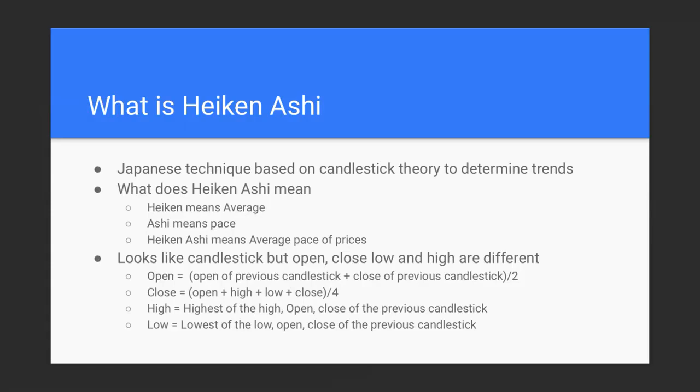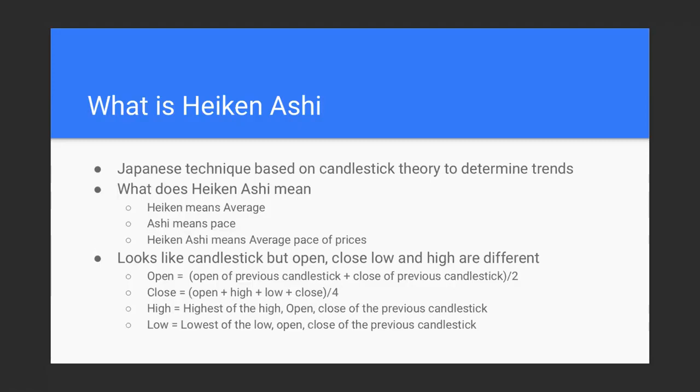So what does Heiken Ashi mean? Heiken means average. Ashi means pace. That means Heiken Ashi means average pace of prices. That means they take the average of the prices. So it is something like a moving average, but it is not exactly a moving average. You're going to look further at how it looks, but for right now, it looks like a candlestick. It doesn't look anything different from a candlestick, but its open, close, low, and high are a little different.